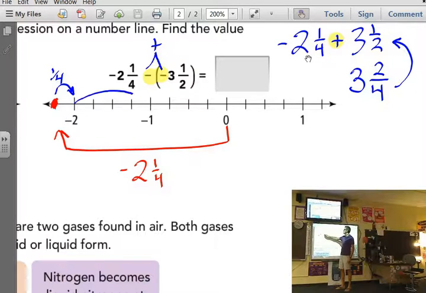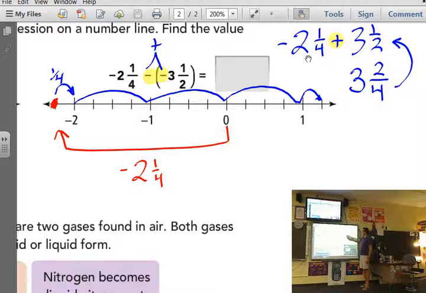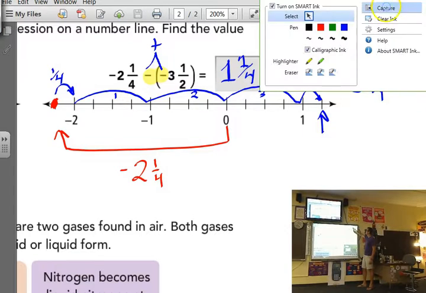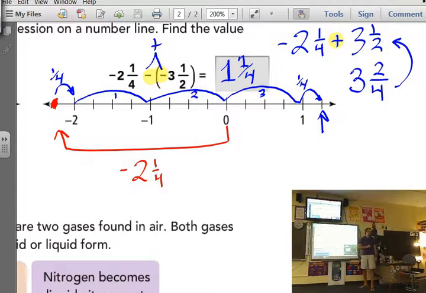Now I could go 1 and 2 and 3. And then what do I have left over to go? 1 more fourth. So then I go my last fourth. 1, 2, 3. And I land my final answer. 1 1/4. It is already in reduced form. Any questions on that?